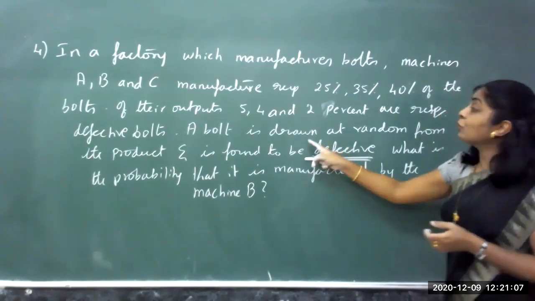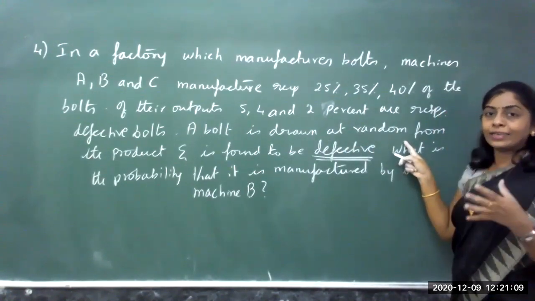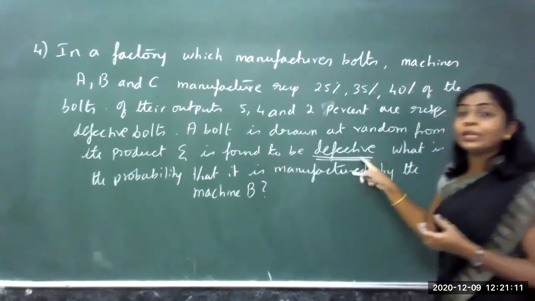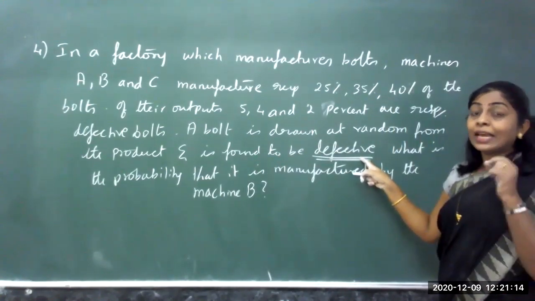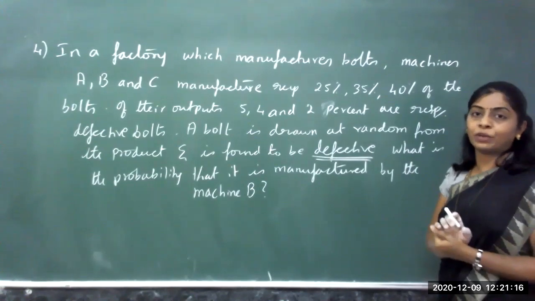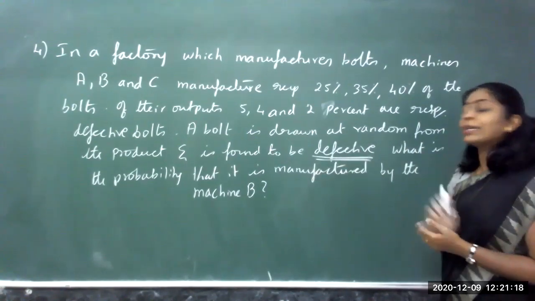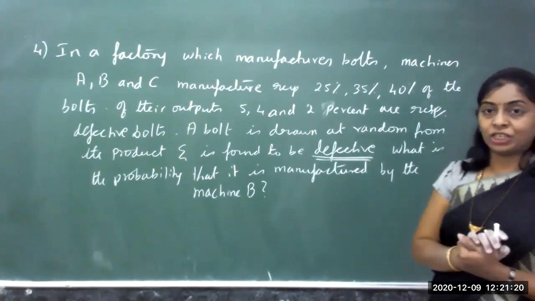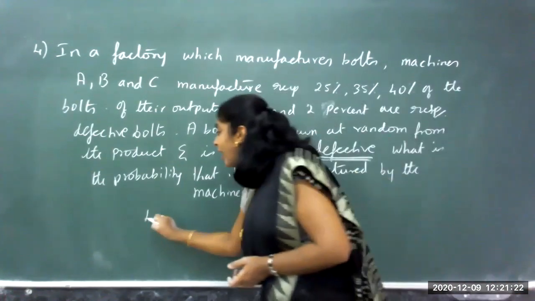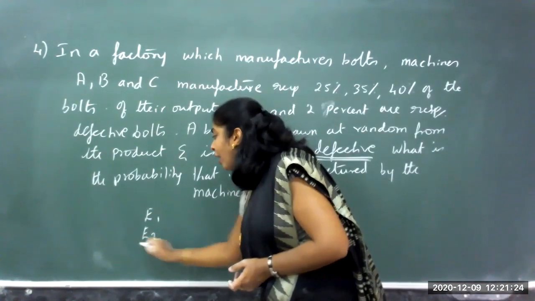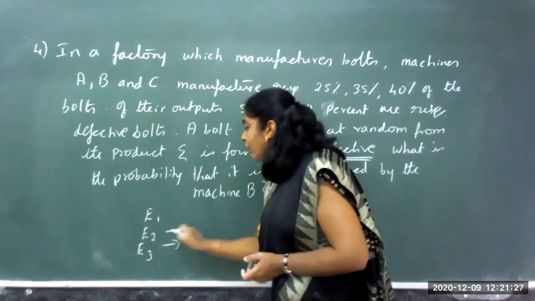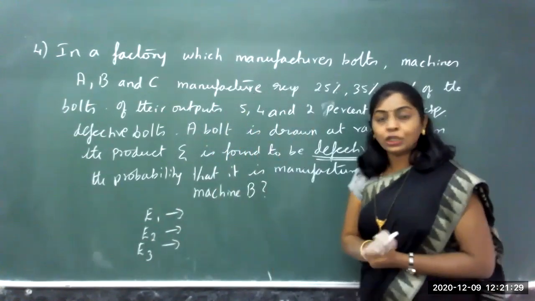Now you have to take out a bolt at random from this, and it is found to be defective. That is A. A is nothing but choosing the defective bolt. What is the probability that it is manufactured from the machine? So the three machines are E1, E2, and E3.